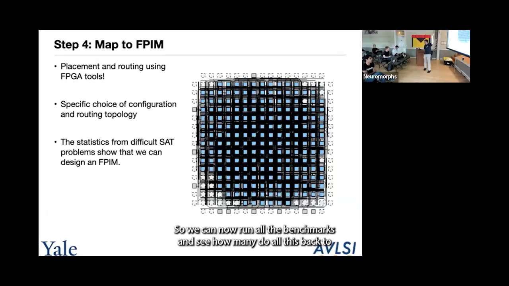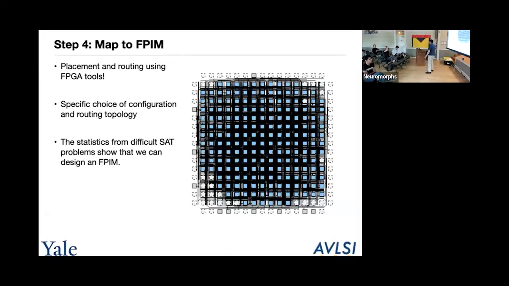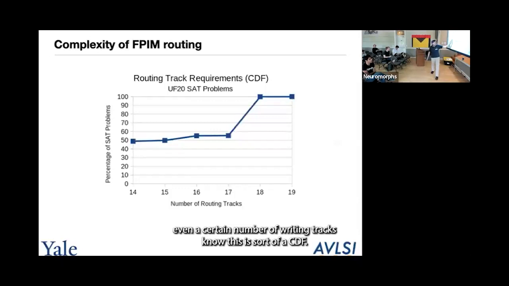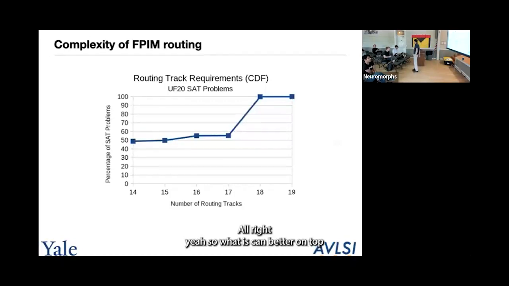So we can now run all the benchmarks and see how many routing tracks I need for this roughly 1,000 benchmark suite. And so we did that. What are bits of coupling? I hope I answered that: that's the number of bits needed to represent the weight. And here is how many SAT problems will place and route given a certain number of routing tracks. So this is sort of the CDF.